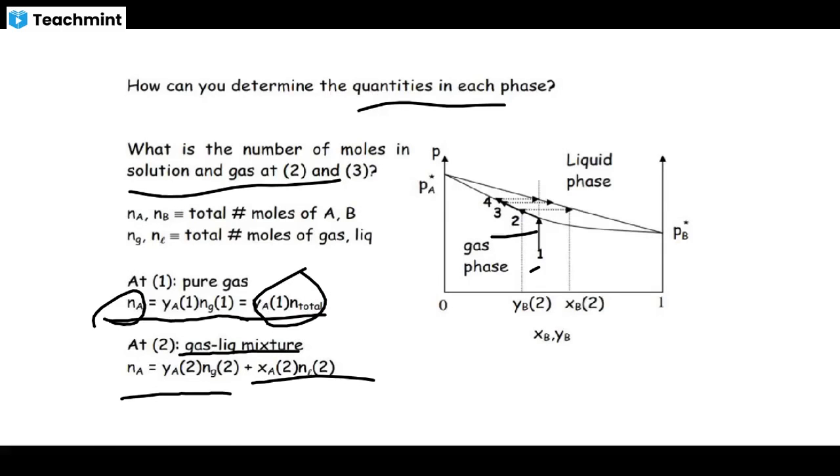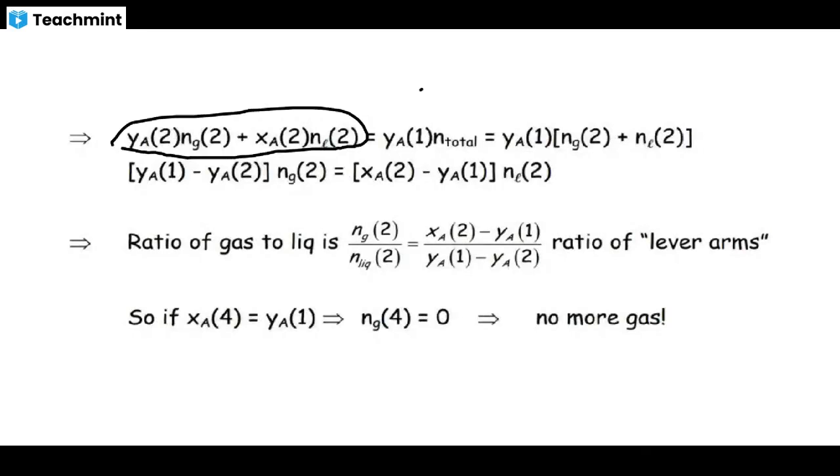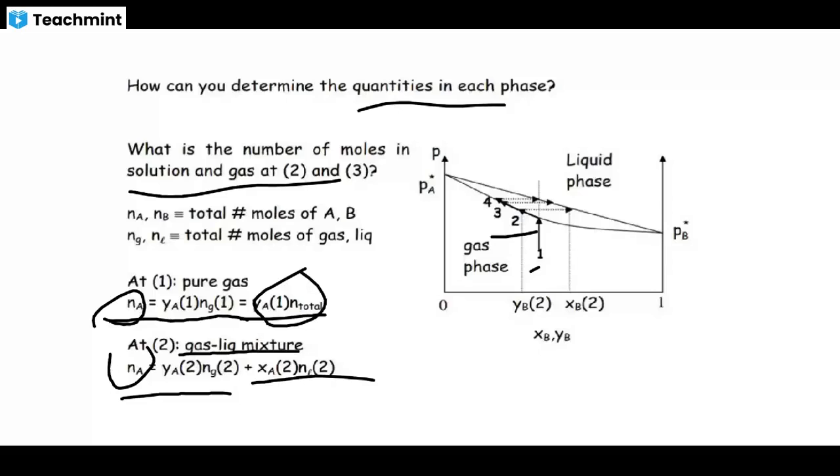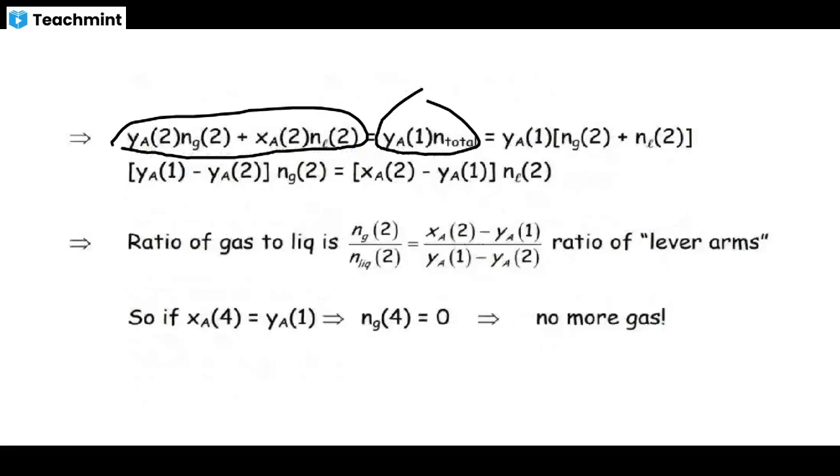So these two are equal. This is equal, this is total, because both are Na. Here also Na, here also Na. So we can equate this N total equal to Ng plus Xa. You can equate these two and slightly rearrange them, and you get these relations.